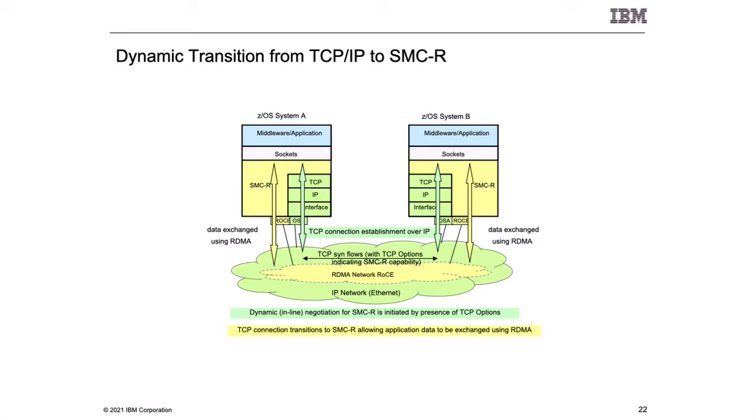Now obviously, because of the additional inline negotiation for SMC-R that occurs over the existing TCP connection, SMC-R makes sense to use only for persistent or long-lived connections, or for connections that stream data such as FTP file transfers. For short-lived connections, the extra SMC-R flows needed might not provide much overall benefit.